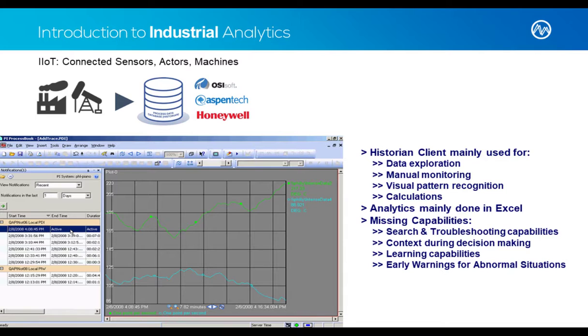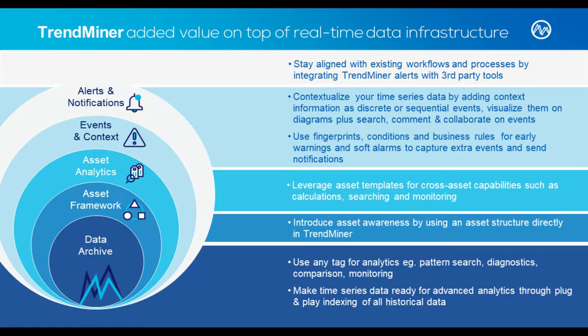For example, being able to do some easy searches. What I used to do when I saw a certain pattern, I wanted to see if it happened before. Well, my only resort would be scrolling back in time, trying to see if I would recognize it. So having real, let's say, good search capabilities, and then from there troubleshooting is not necessarily what trending clients are built for. Labeling of events, learning capabilities, so adding my context to the trend, and even setting up early warnings for upcoming deviations is not what these tools are for, and that's where TrendMiner can actually come in.